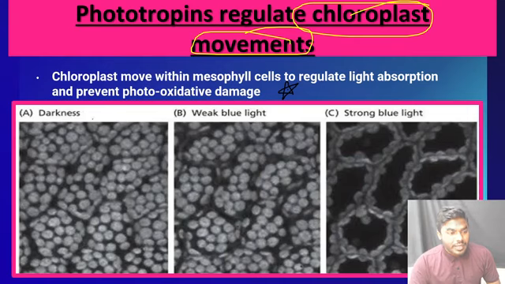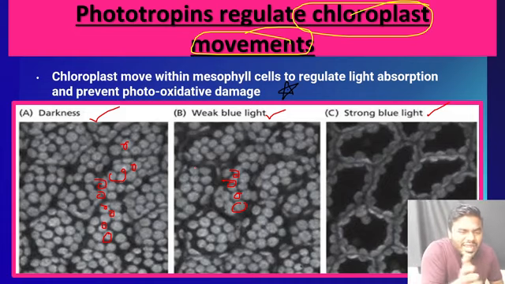Look into the concept. This is the dark condition. This is a weak blue light. This is the strong blue light. See, friends, darkness. These are all chloroplasts. They are not at all moving. See here, chloroplasts are not moving. But whenever they are exposed to the blue light, see here, there is a movement, the chloroplasts start moving towards one edge.